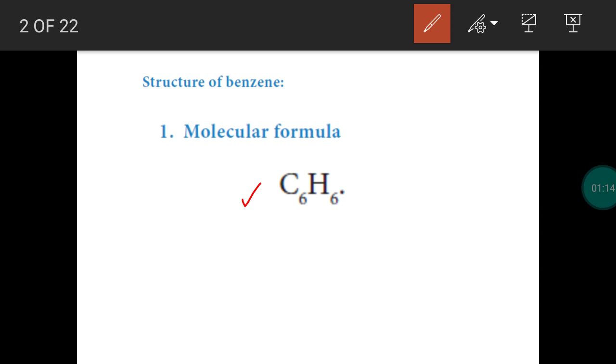To derive the molecular formula of an organic compound, we have to do the detection of element, estimation of element, finding the molecular mass, writing empirical formula. The final stage will be the writing molecular formula. So it shows that there are 6 carbon and hydrogen atoms in the benzene.